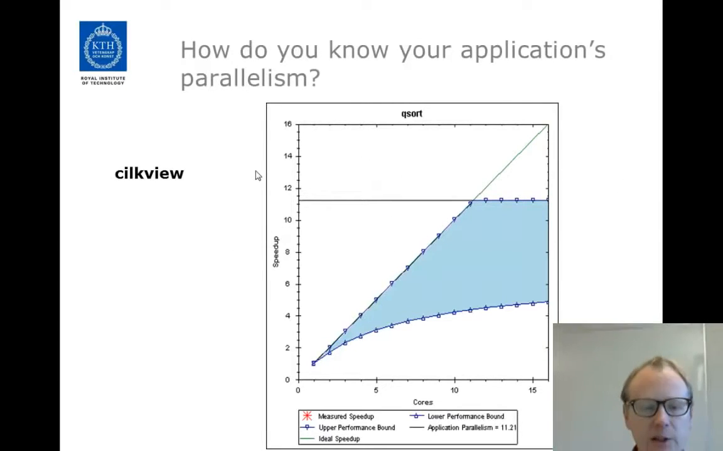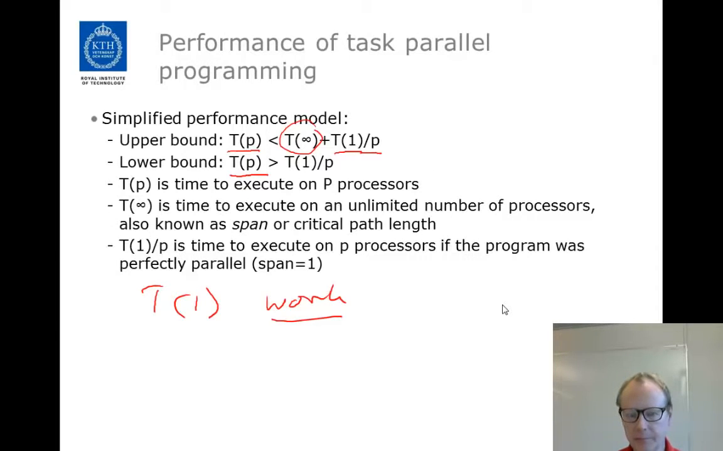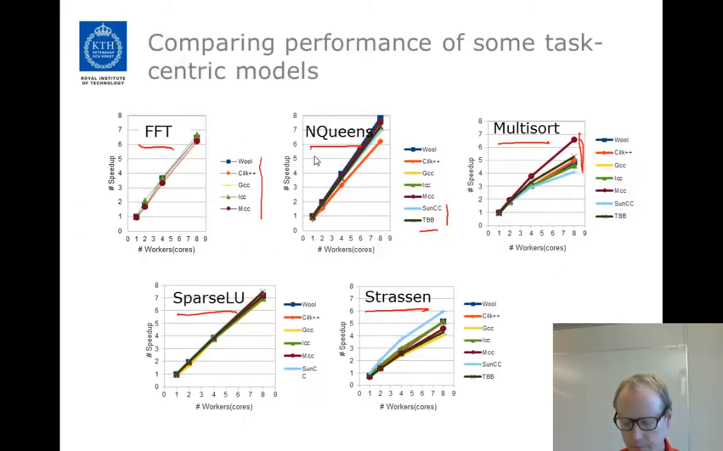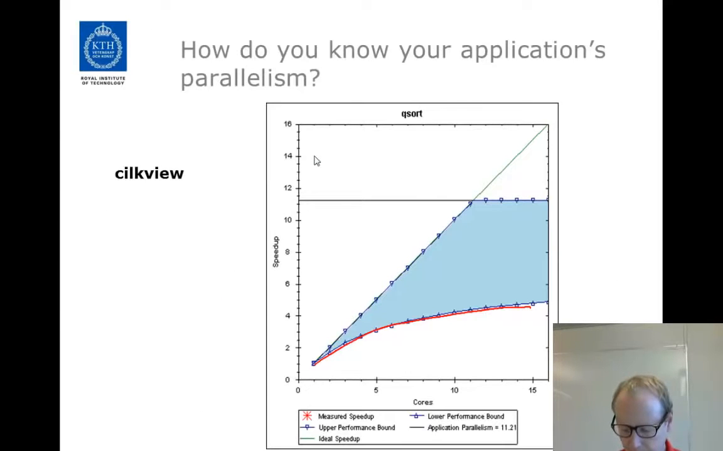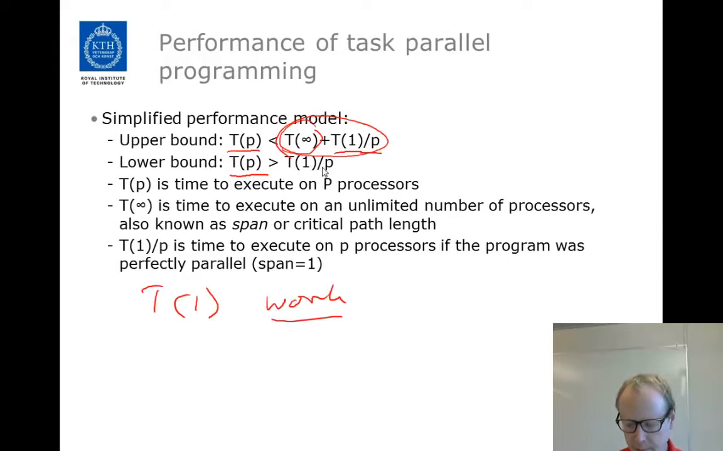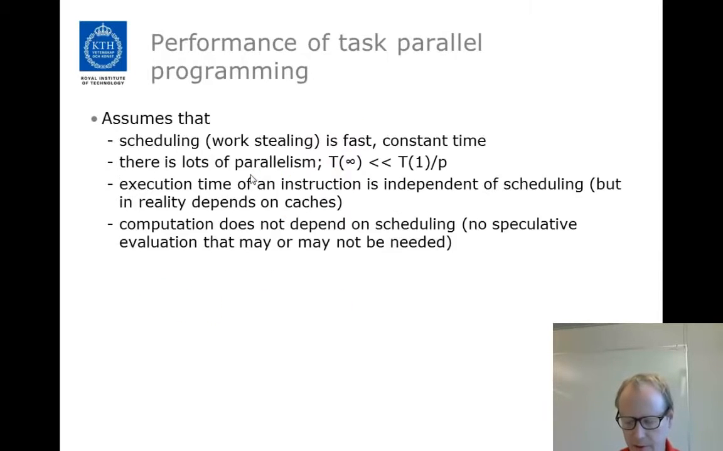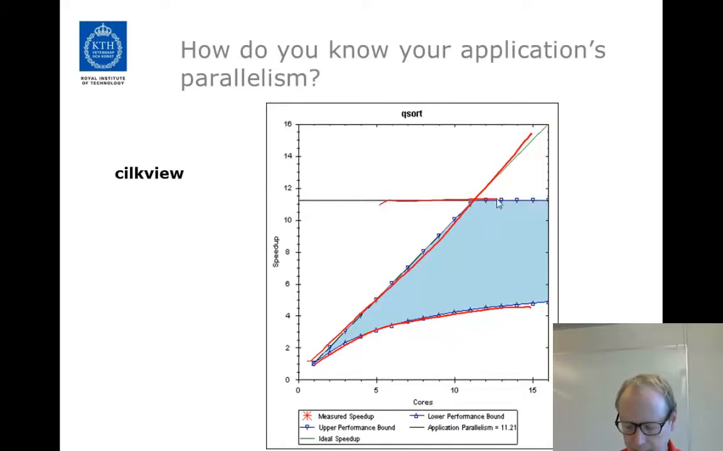This graph shows basically these limits. So here is the speed up determined by this factor here. This is the speed up limited by this factor here. And this is the speed up limited by the available parallelism in the code.